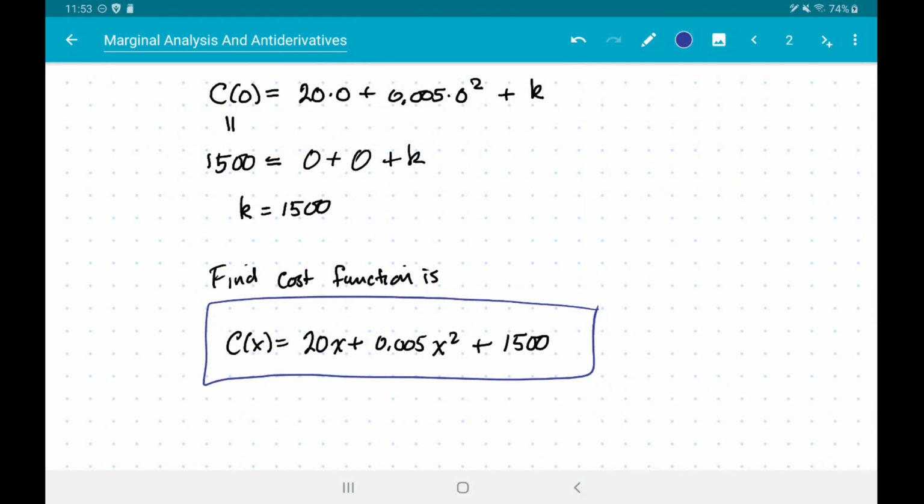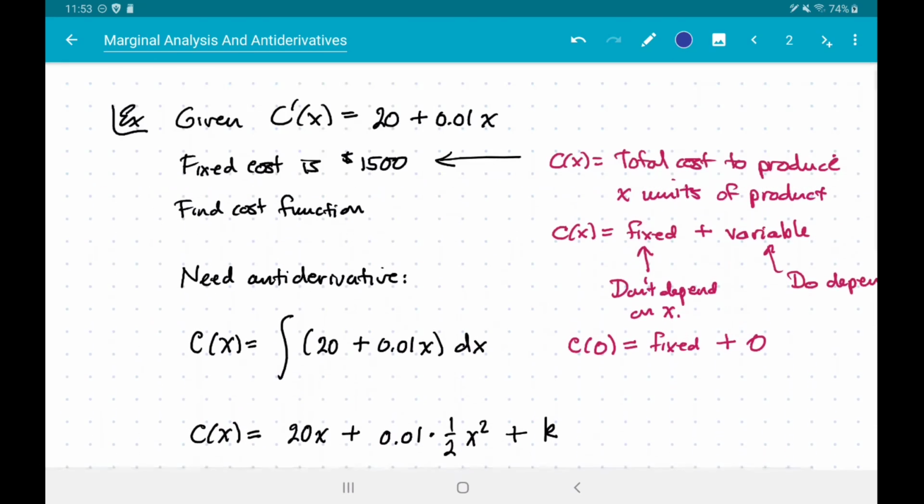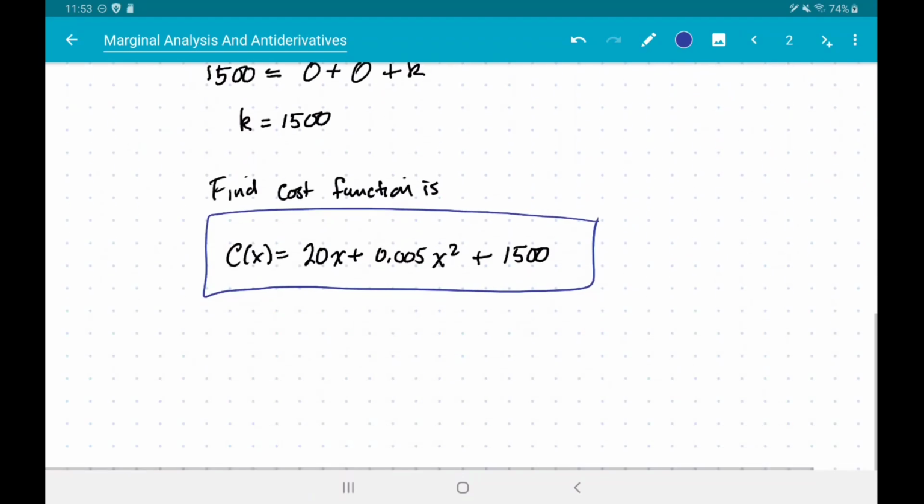Again, you could check this by taking the derivative. That should return you to the equation for C prime that we started with. And you can also check that C of 0 is 1,500. That's actually very easy to do because this is a polynomial in expanded form. It's very easy to plug in x equals 0. Okay, so that's an example of recovering the cost function for a business from its marginal cost function.